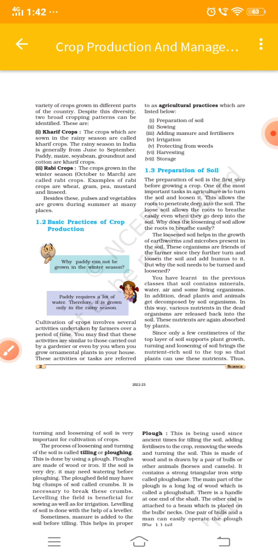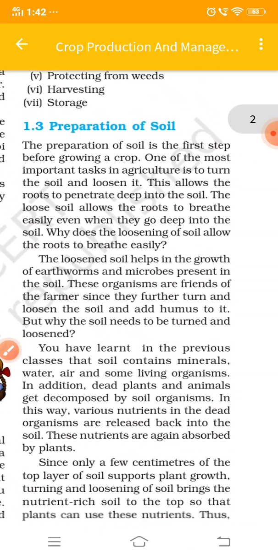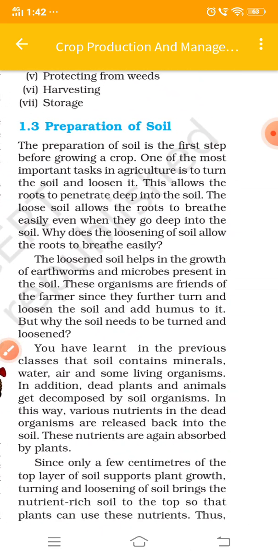And as we know, in class 6 we learned about rhizobium bacteria. The rhizobium bacteria convert the nitrogen into a soluble form, and they are present in the root nodules of the plant. So it converts nitrogen into soluble form, and thus the nitrogen is absorbed by the plant. We have learned this, and that's the main reason why soil needs to be turned up.